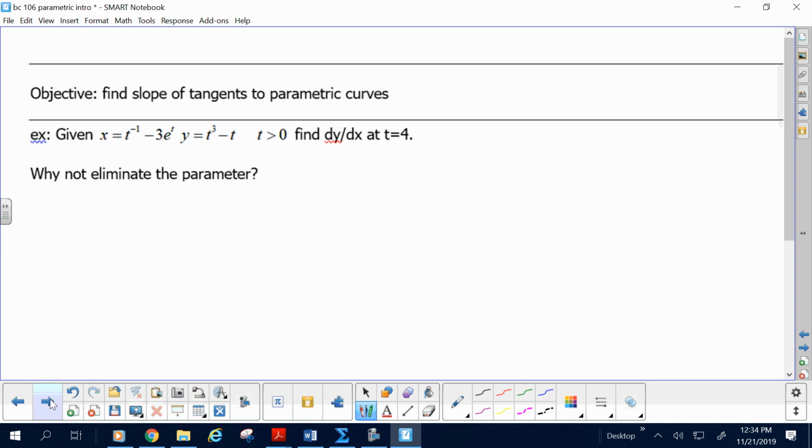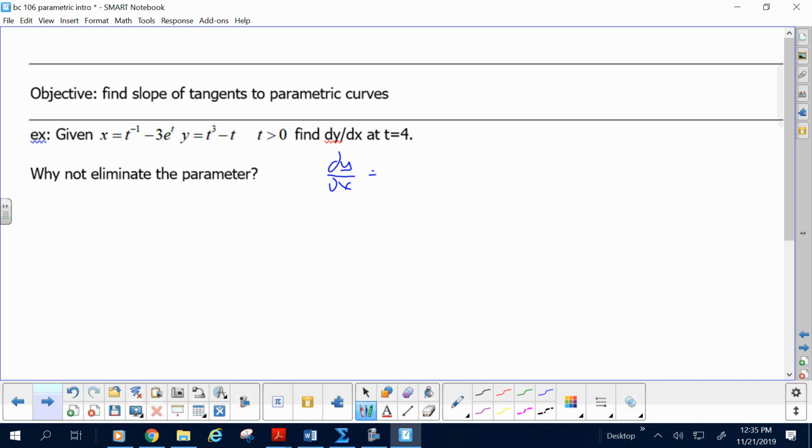All right. A little bit of calculus. Find slope of tangents to parametric curves. What if I gave you 2 parametric curves? I don't know what the curves look like, nor do I particularly care. I just want the slope at time equal 4. How do I do that? dy/dx. Now, could I eliminate the parameter and get a y-x equation and take the derivative?